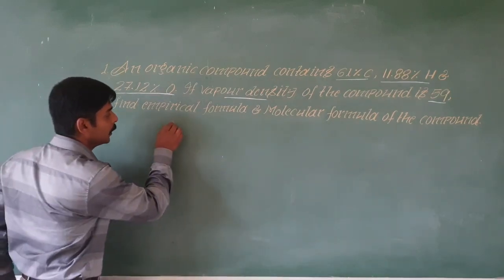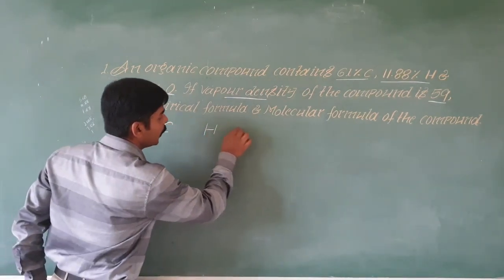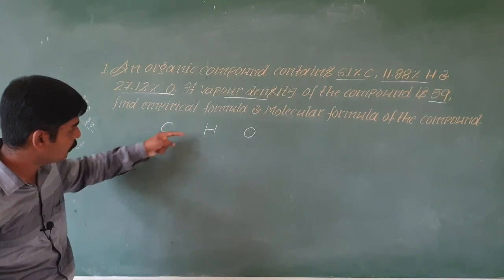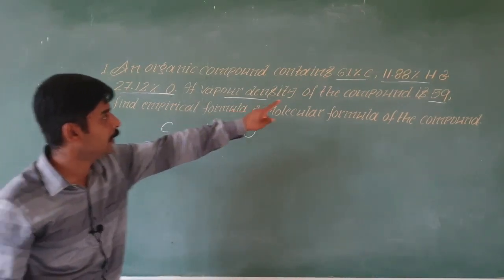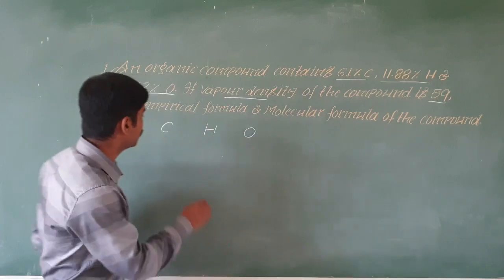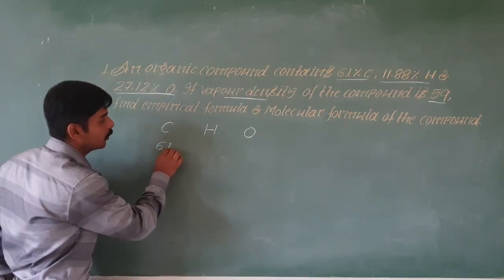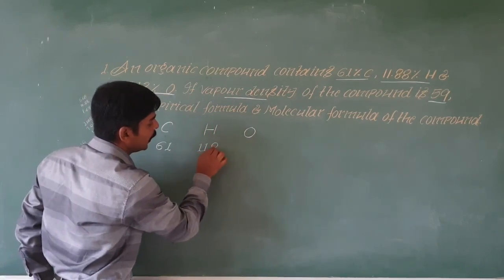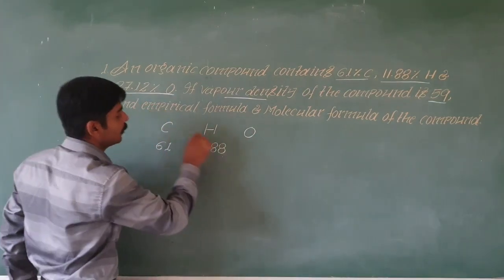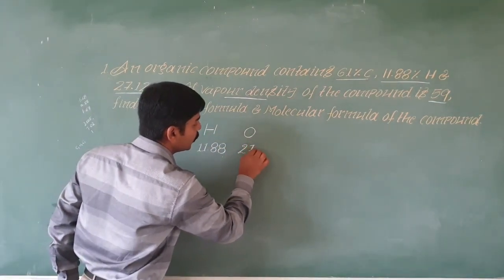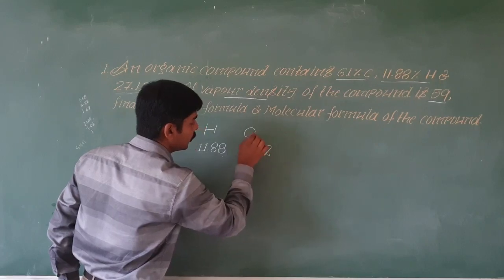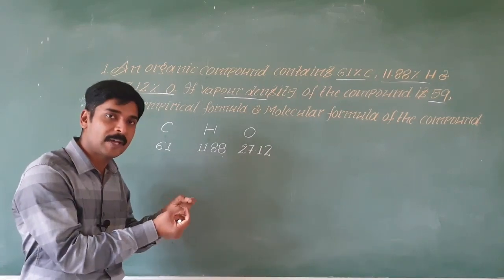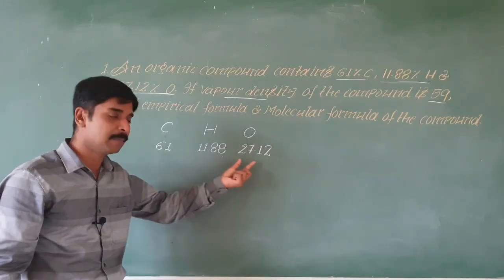First, you must write the symbol of all these elements like this: carbon, hydrogen and oxygen. And just below the symbol of the element, write the percentage of each element. Carbon is 61%, hydrogen is 11.88% and oxygen is 27.12%. It is better to add these numbers and see whether the sum comes around 100. At least approximately it must come near to 100.